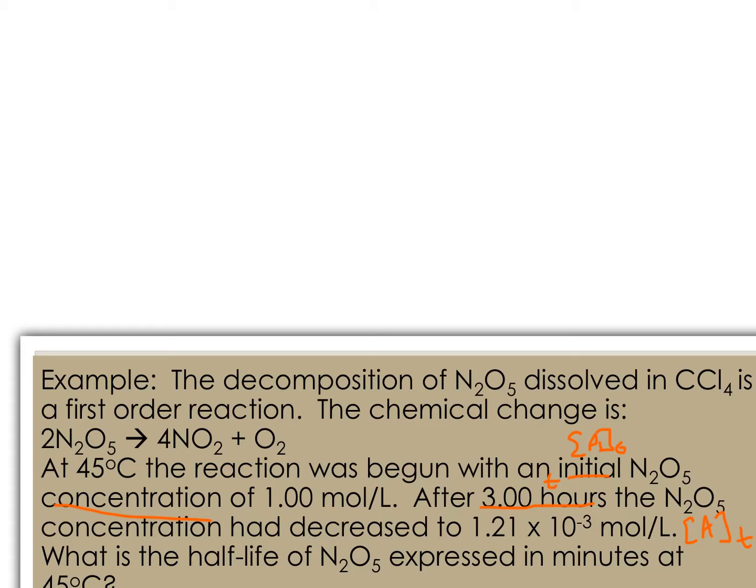What is the half-life of N2O5 expressed in minutes? It didn't give us K. Our equation for half-life is t1/2 equals 0.693 over K. But it did tell us that it is a first order reaction, and it did give us A0, At, and t. So we can use our first order integrated rate law, Naudi-Katie, and solve for k. Once you solve for k, then you can plug the k into t1/2 equals 0.693 over k.